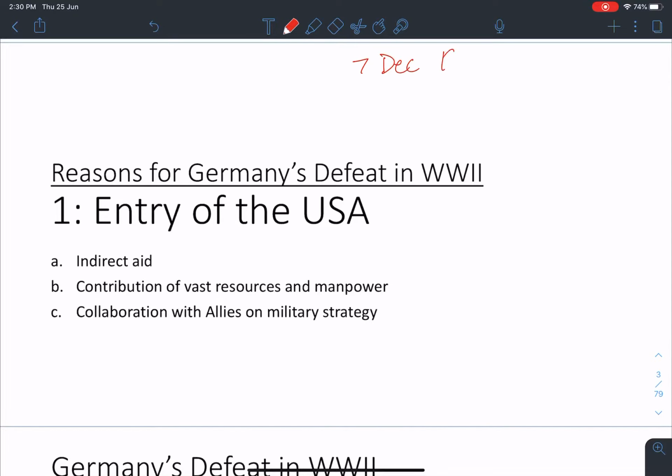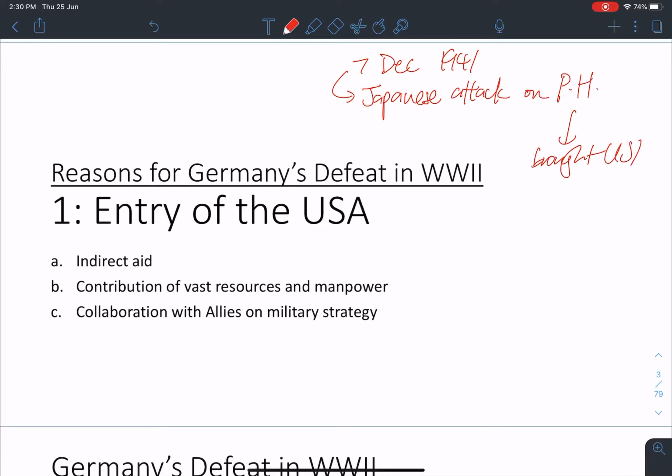7th December 1941. This is the Japanese attack on Pearl Harbor. Now, why is this important? Because it brought the USA into World War II. And what is the result of this? The USA entered the war both in Asia and in Europe. Okay, World War II is going on in two sides of the planet, but the USA is involved in both.